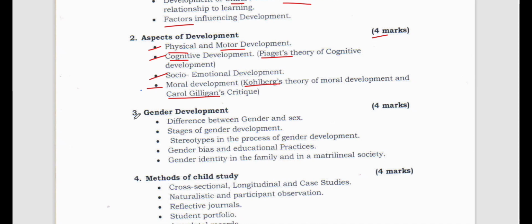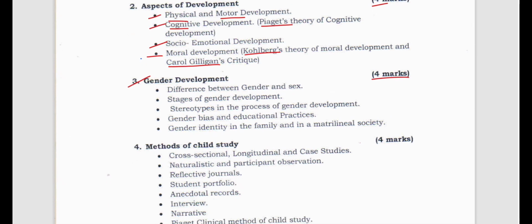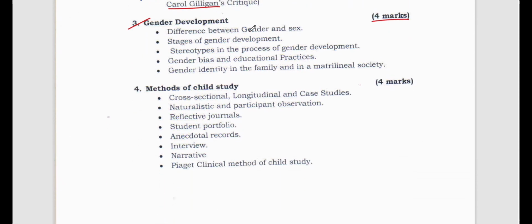Let's go to the next unit, that is the third one, gender development. This will be for 4 marks. As we know, what is gender, what is sex? You need to know the differences between gender and sex. Of course, sex is something which we can accept, that is whether you are a male or a female. So sex is a biological term, right? But gender is a social term, which is given by the society. I will discuss it later on.